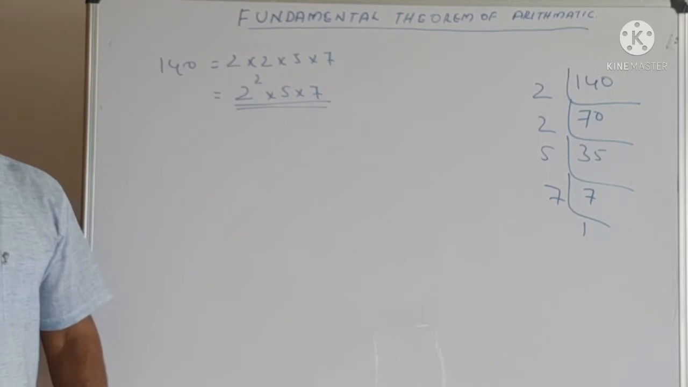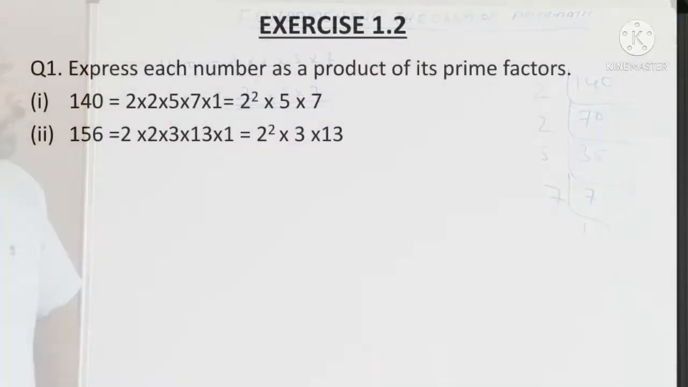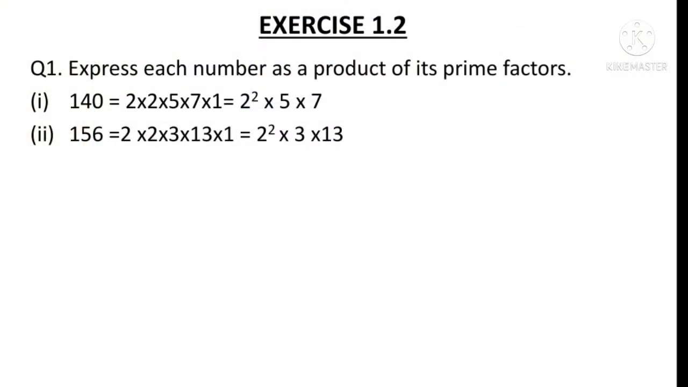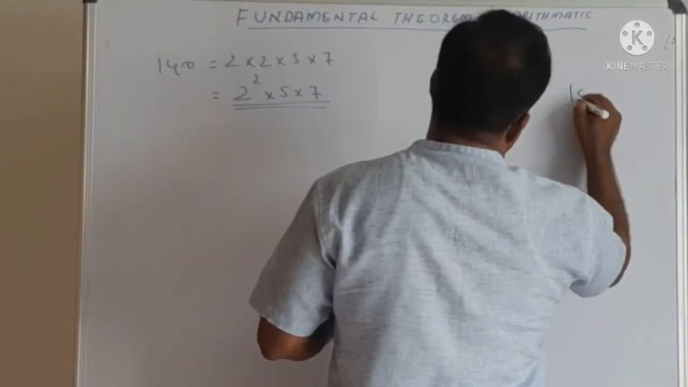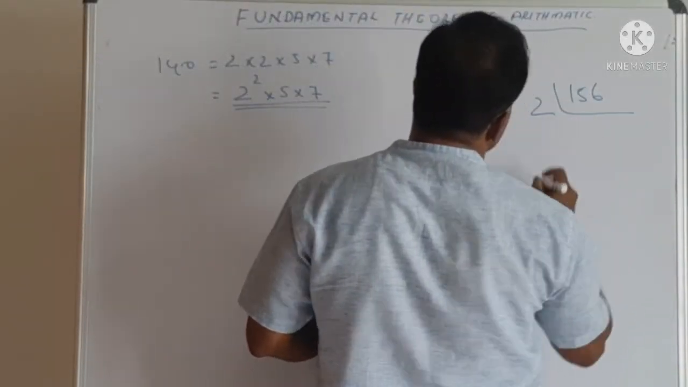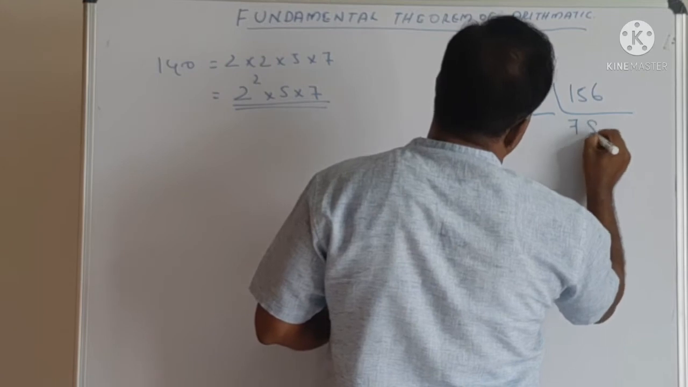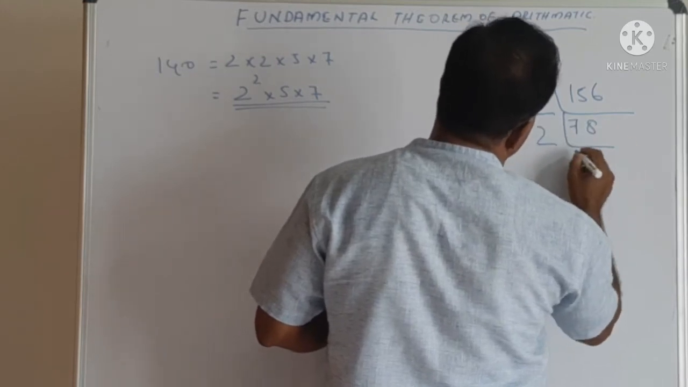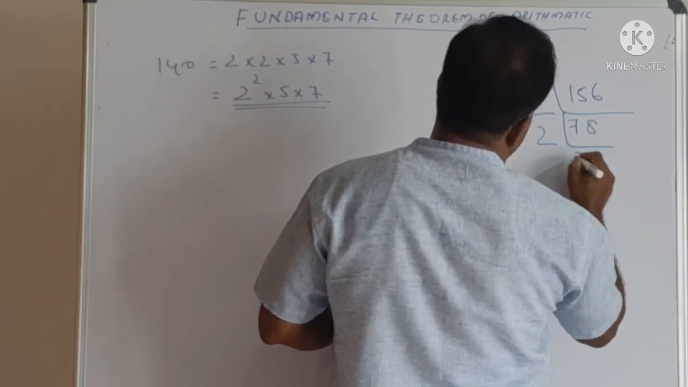Now let us take the second example, 156. In the case of 156, we will do it in the same method. We start with 2. So it will be 7 8s are 78, again 2, we get 39.